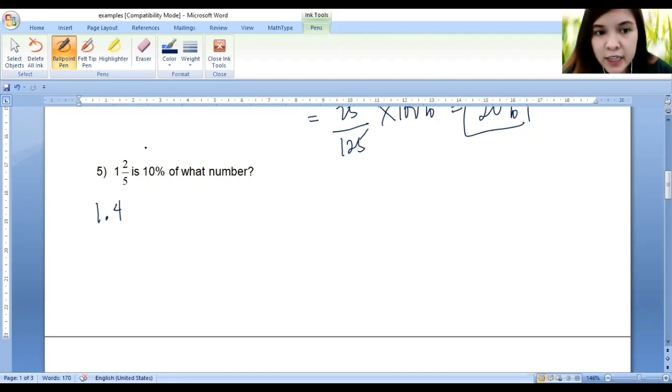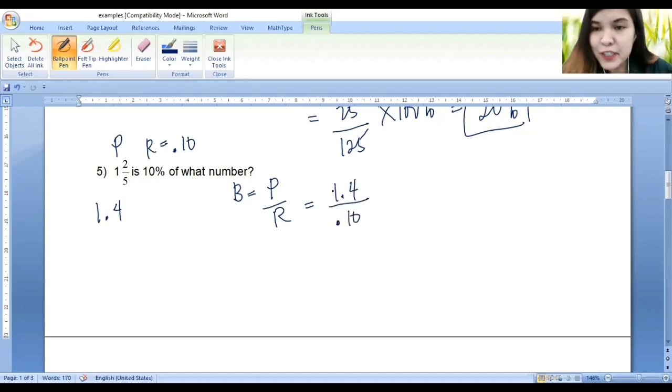And our rate here is 10%. Converted into decimal, 0.10 or 0.1. So automatically, this 1 and 2/5 is our percentage. So we're looking for the base. And the formula to get the base is percentage divided by rate. That's it. So substitution, percentage is 1.4 divided by the rate of 0.10. So when you divide, the answer will become 14.